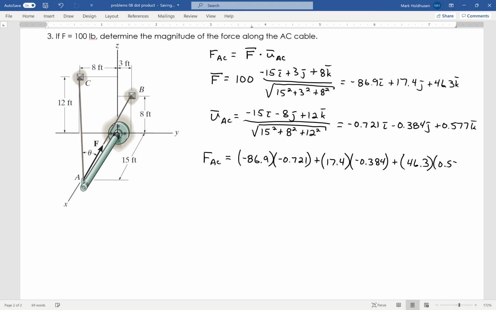And again, I just add all of those up and I get 82.7, which is just a scalar value. And basically what that's saying is that of that 100-pound force, 82.7 of it is in the AC direction, just like 46.3 of it is in the Z direction. This is just in another direction, an AC direction, that winds up being 82.7 of that 100 pounds is in the AC direction.